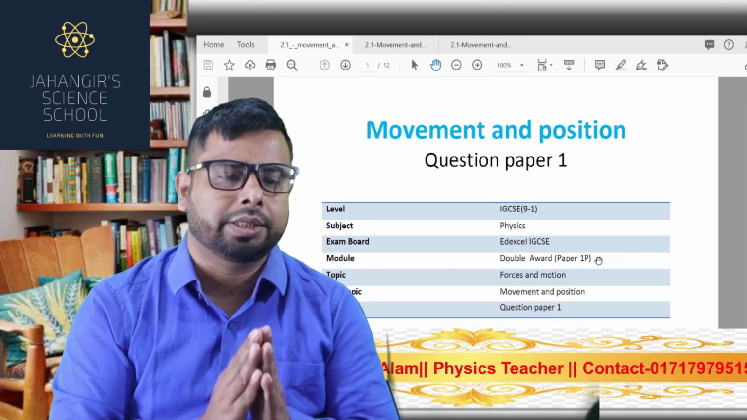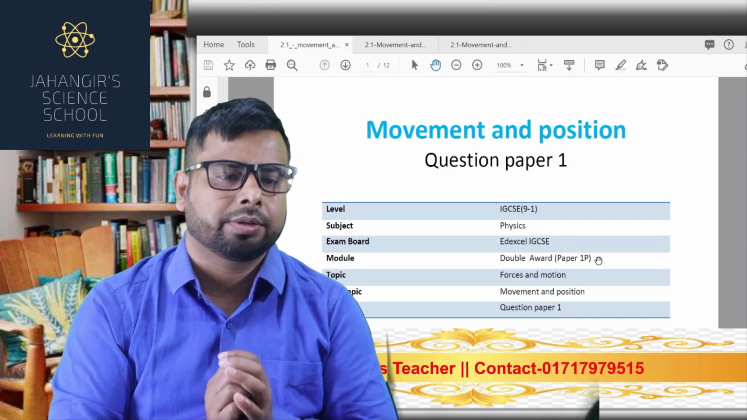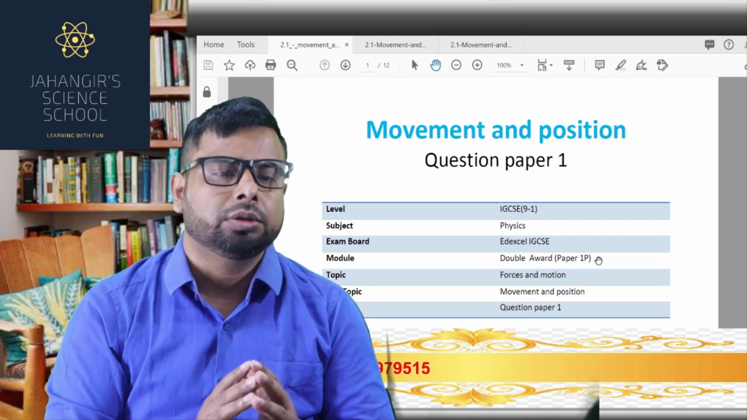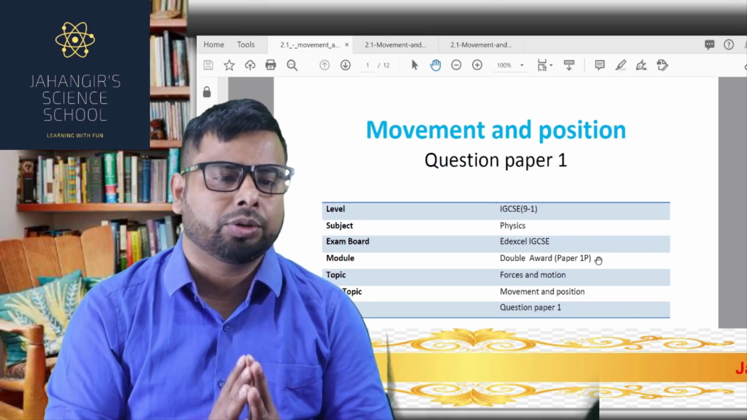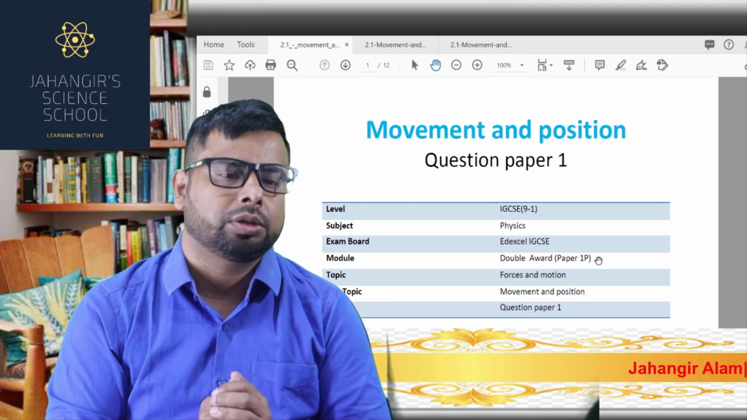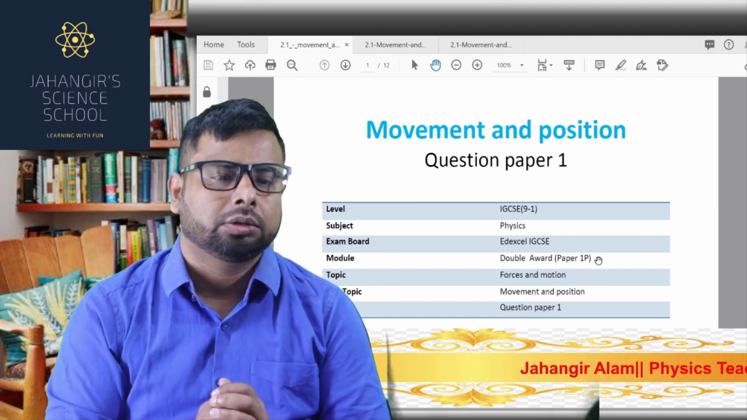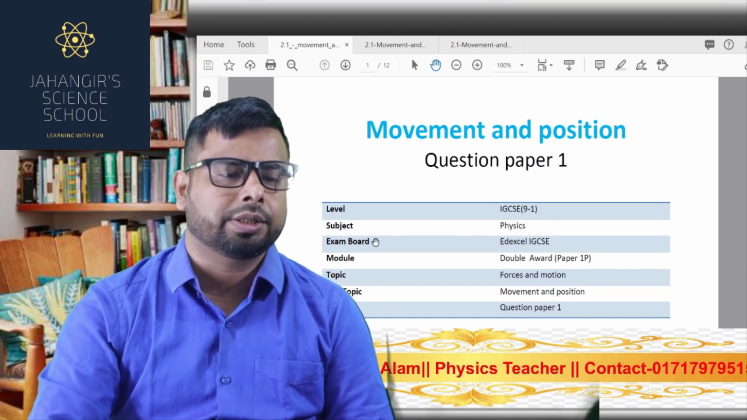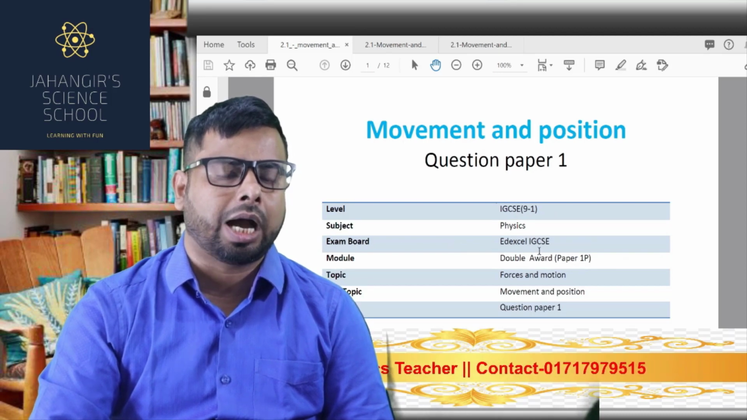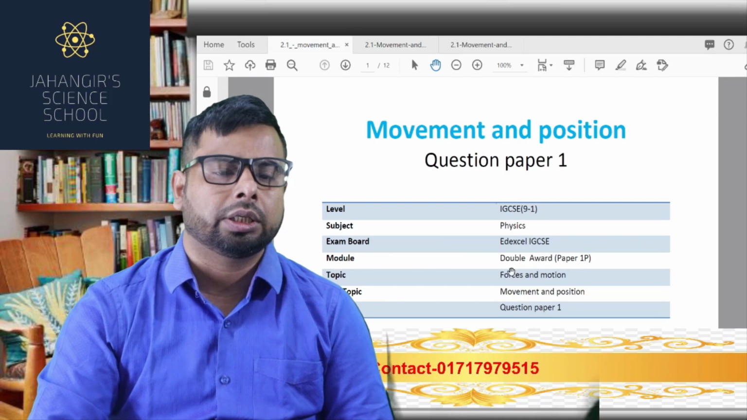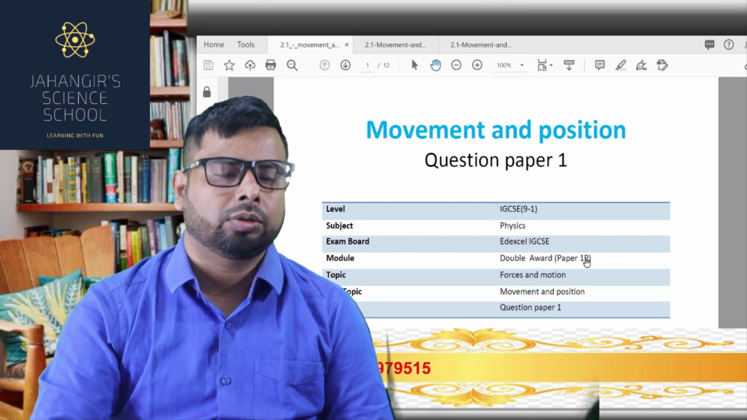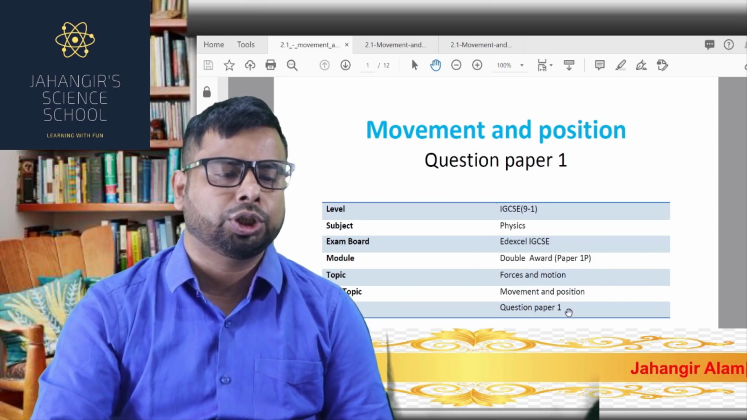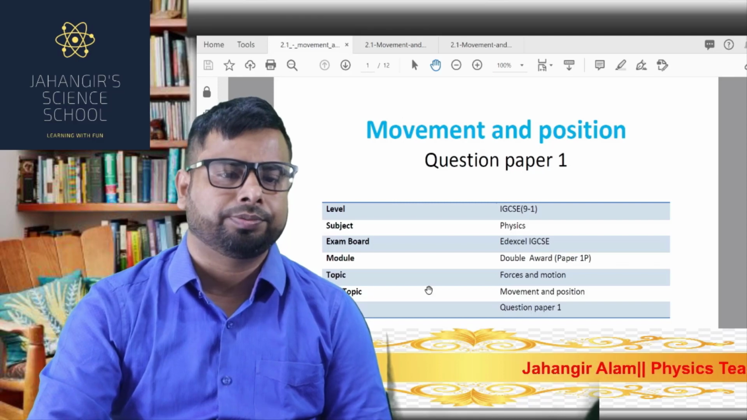Edexcel IGCSE O-level physics chapter-wise question paper solution. Today I will discuss movement and position. Question paper 1. Level 1 IGCSE 9 to 1, Subject Physics, Exam Board Edexcel IGCSE, Module Double Award, Paper 1, Topic Forces and Motion, Subtopic Movement and Position, Booklet Question Paper 1.